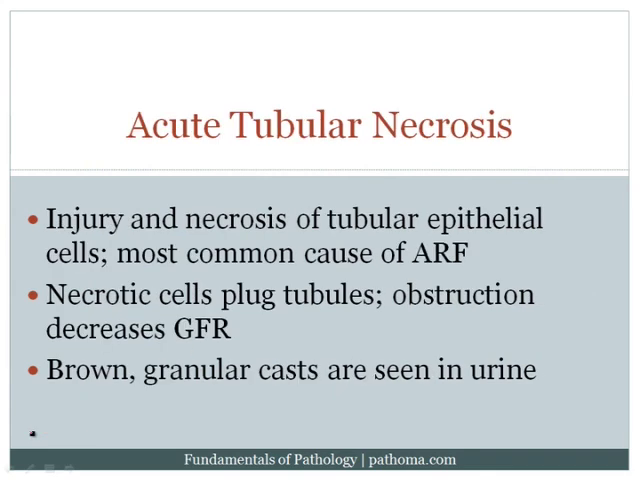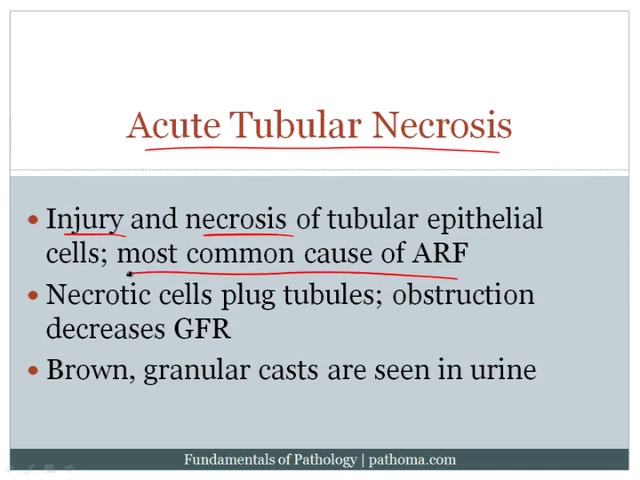Now once you've understood pre-renal and post-renal azotemia, we're now going to move to the intrarenal causes of azotemia, and the first is acute tubular necrosis. In this particular disorder, you get injury and necrosis of the tubular epithelial cells. This is the most common cause of acute renal failure. Now that injury and necrosis results in necrotic cells, which then plug the tubules. That blocks the GFR, creating an intrarenal azotemia.